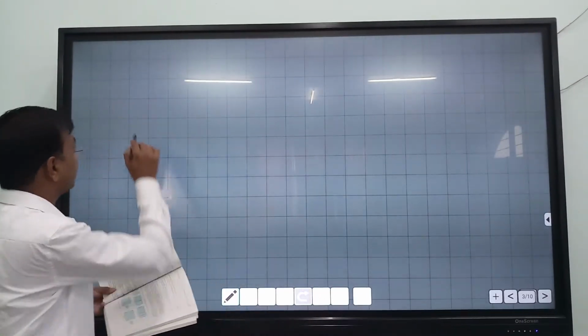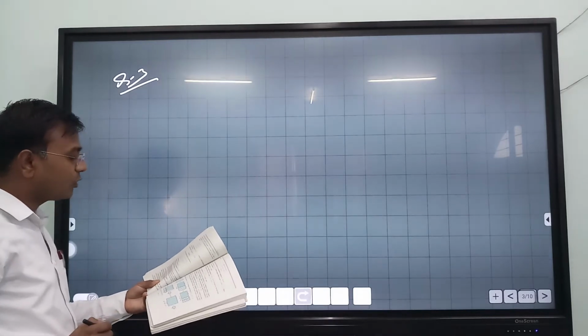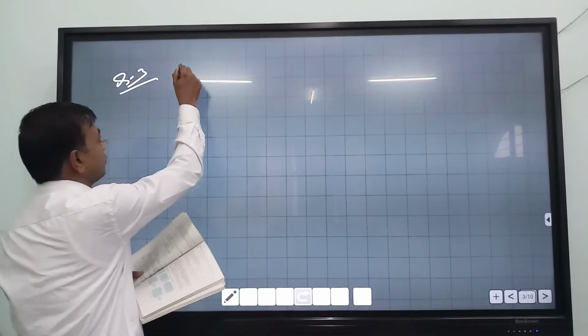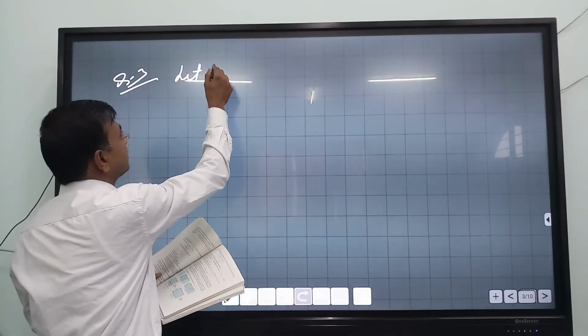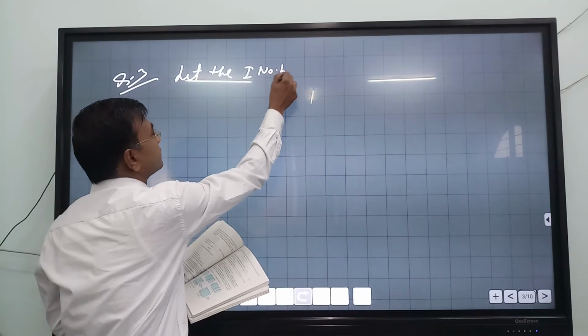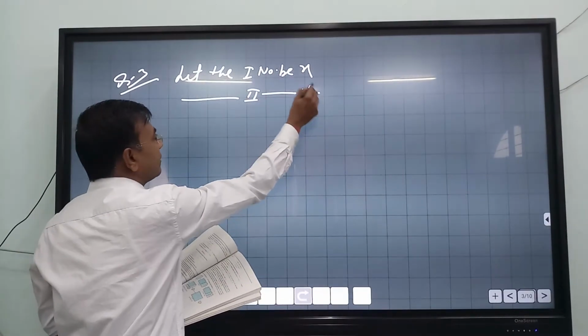Question number 3. Find two numbers whose sum is 27 and product is 182. So the two numbers we do not know. Let the first number be x and the second number be y.